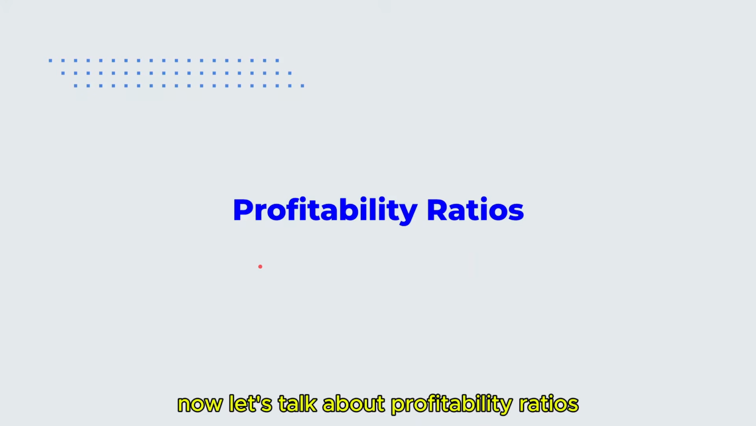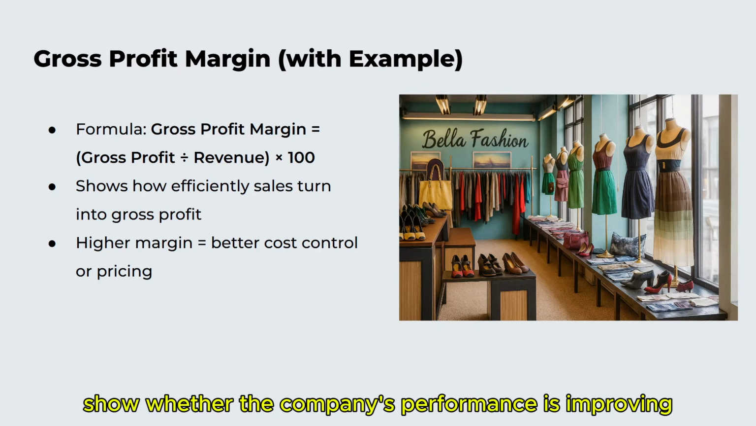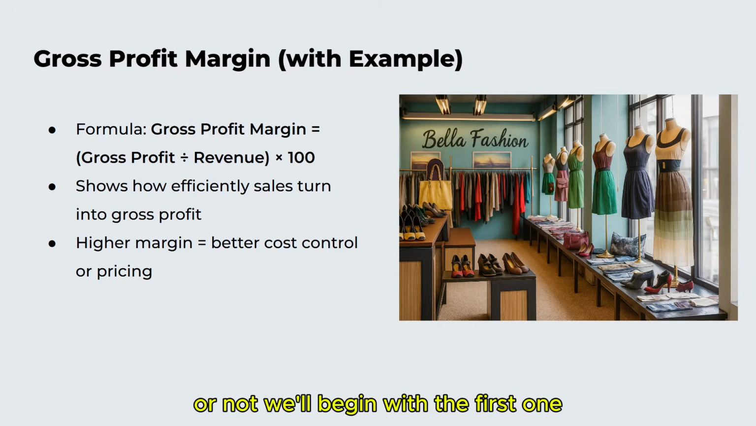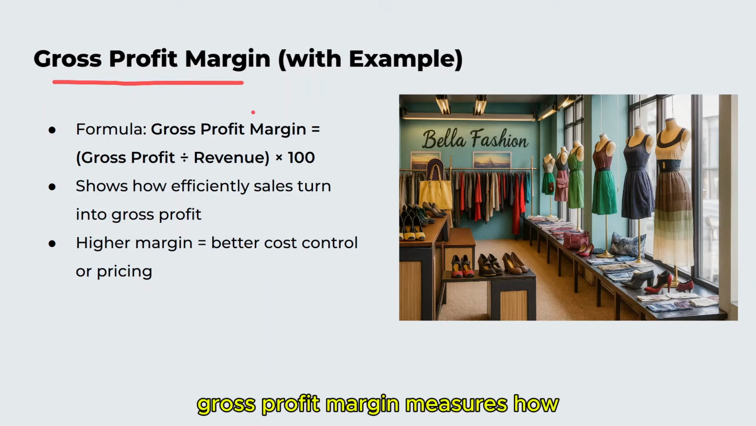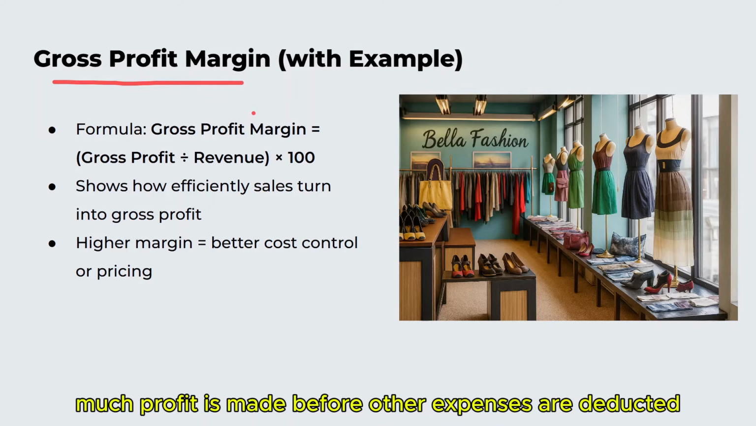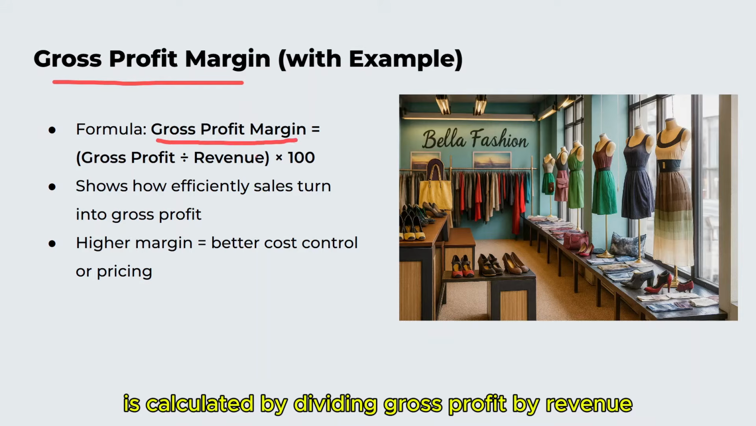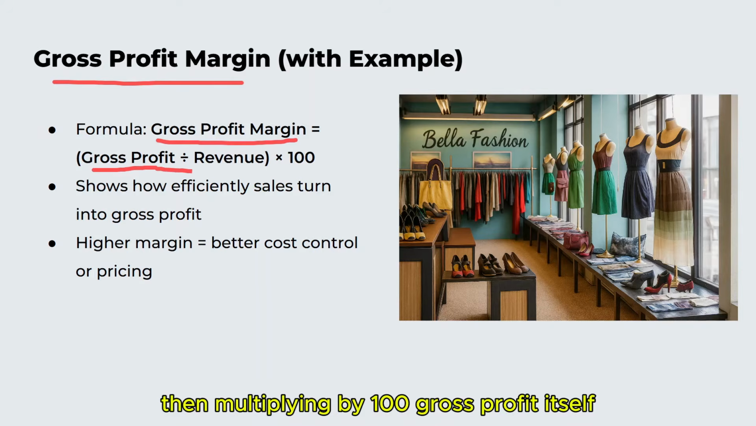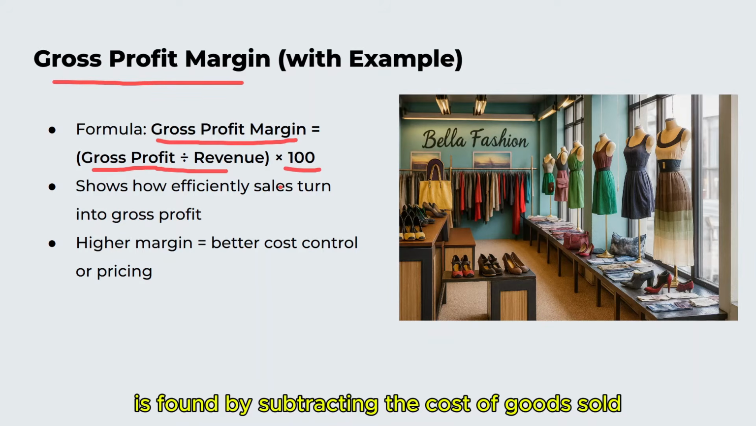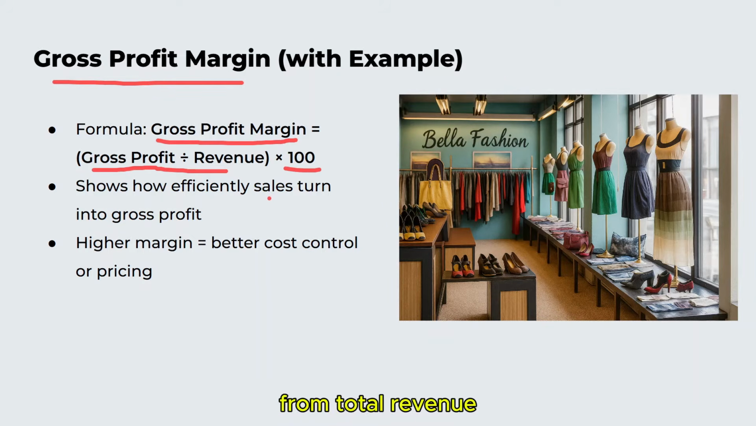Now let's talk about profitability ratios. They help us measure how effectively a business earns profit compared to sales or capital invested. These ratios show whether the company's performance is improving or not. We'll begin with the first one, the gross profit margin. Gross profit margin measures how much profit is made before other expenses are deducted. It's calculated by dividing gross profit by revenue, then multiplying by 100. Gross profit itself is found by subtracting the cost of goods sold from total revenue.